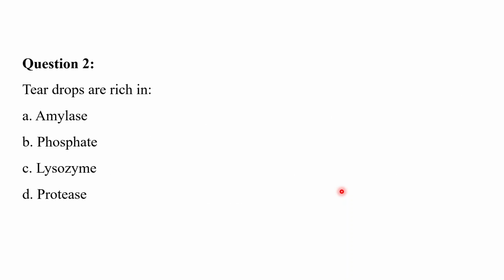So moving to the next question. If you have any doubt, you can either unmute your mic and ask, or you can write in the chat box. So the next question is, teardrops are rich in option A amylase, option B phosphate, option C lysozyme, and option D protease. So teardrops, they have one particular component. Yes, Amadeep has answered option C, lysozyme. So that is the correct answer. So teardrops are actually rich in lysozymes.